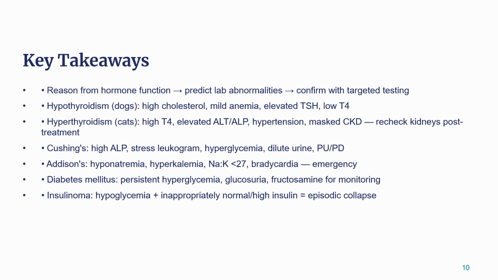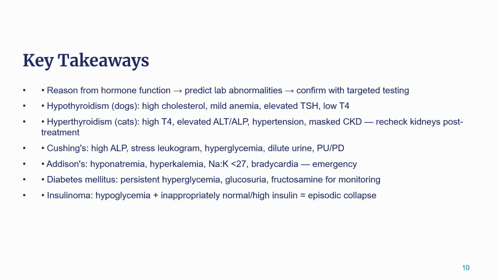Endocrine disease is one of the most rewarding areas of internal medicine because once you understand what the hormone does, the entire disease picture becomes predictable. Hypothyroidism slows everything down. Look for high cholesterol and low T4 in a lethargic dog. Hyperthyroidism speeds everything up. Check the kidneys before and after treatment in cats. Cushing's floods the body with cortisol. Look for that signature ALP, stress leukogram, and PUPD.